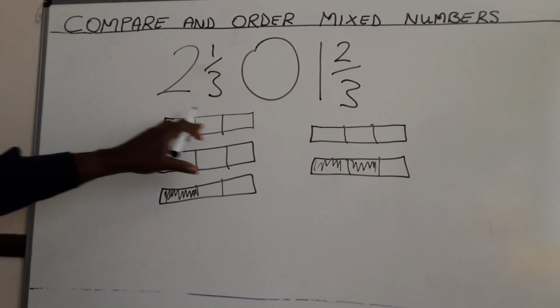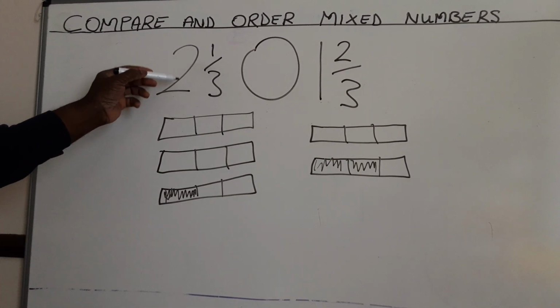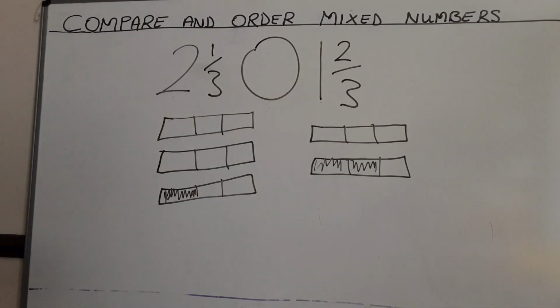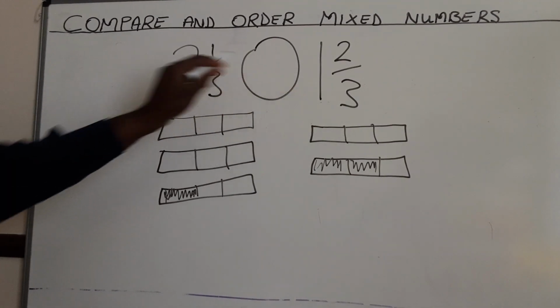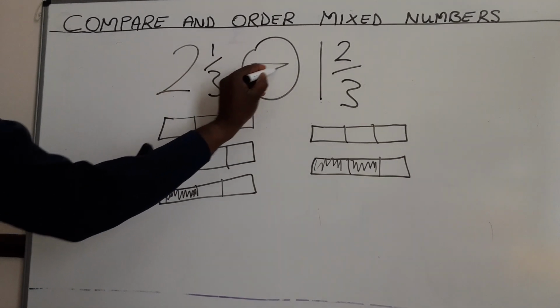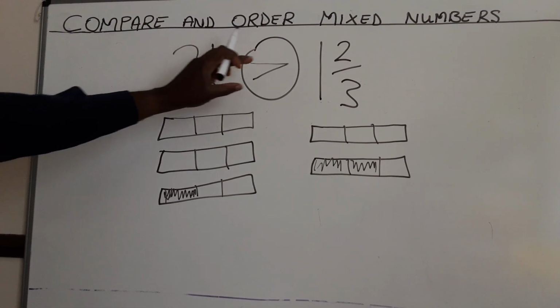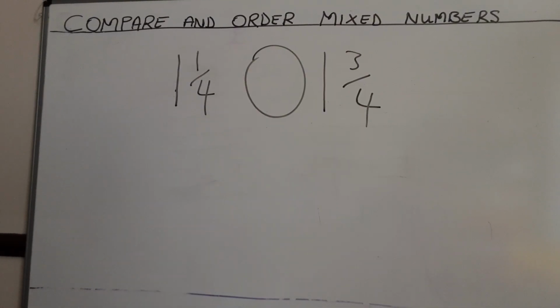So clearly, using the bar model, we can see that 2 whole and 1/3 is greater than 1 whole and 2/3. So we can see it in the bar model. We can even compare using the whole numbers. So we put in the greater than symbol. So this fraction is greater than this. Right. Let's have a look at another example.